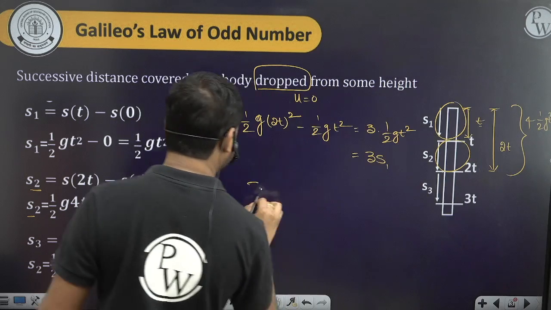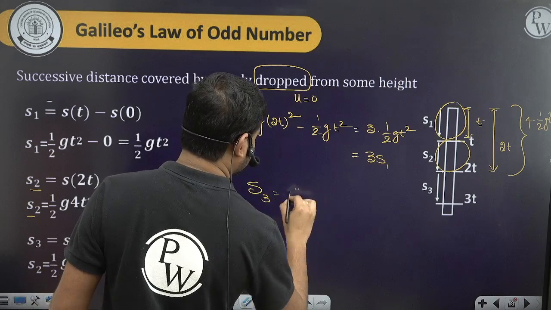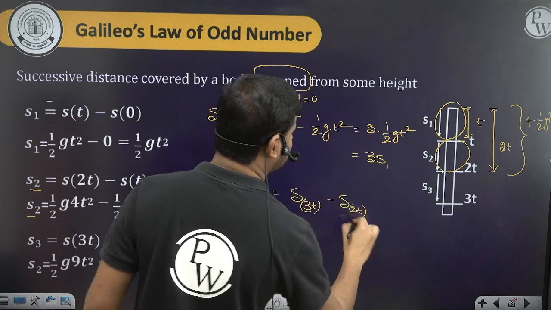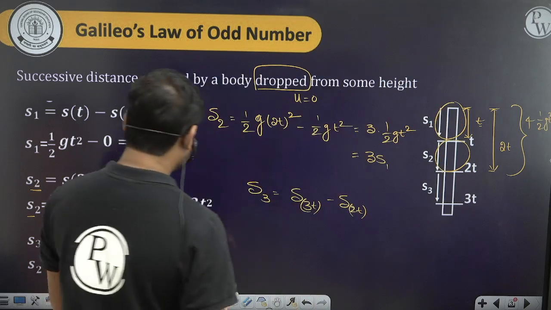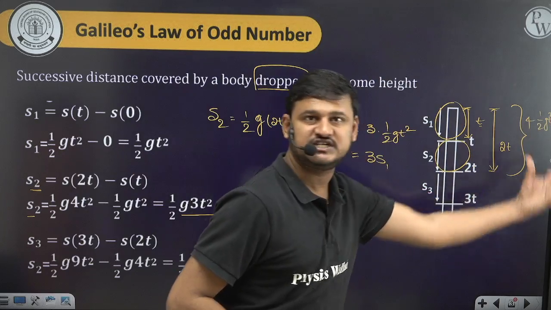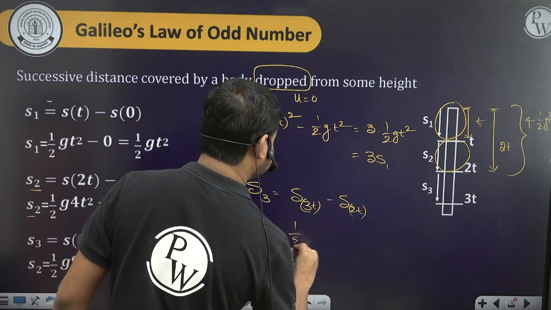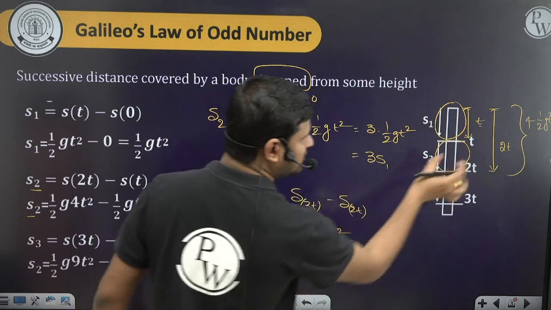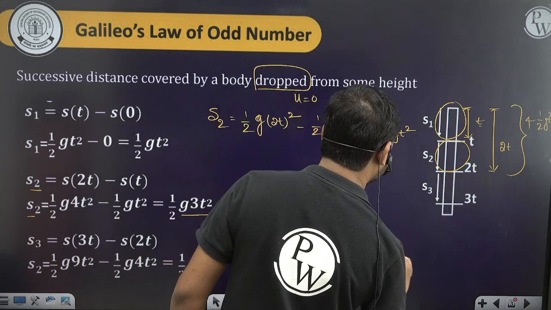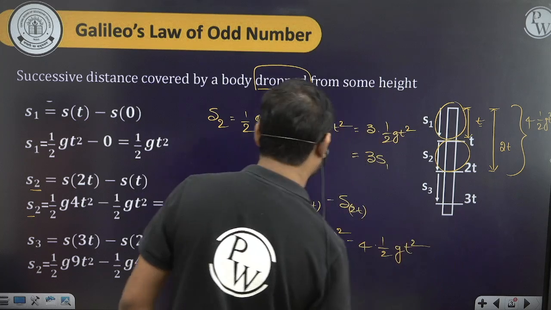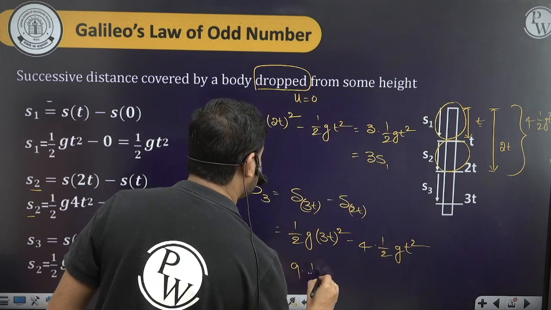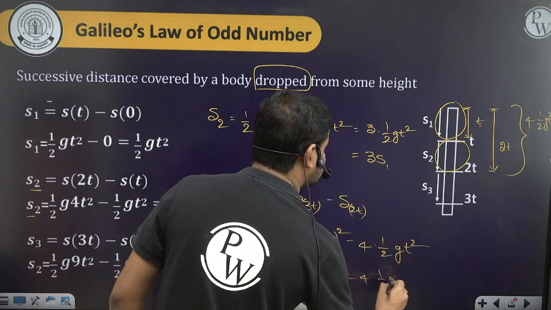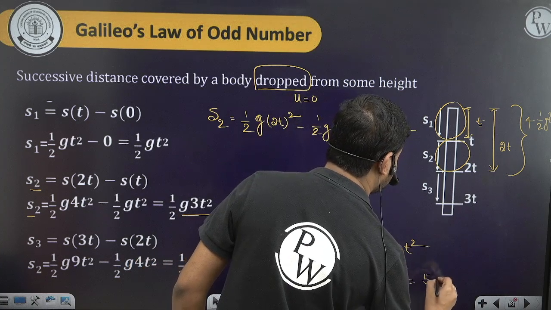So now S3 means you have to write S in 3t minus S in 2t. The total distance covered in 2t will be 4 into half gt square. So this is half g, in place of t let's write 3t, whole square, minus this whole thing which is 4 into half gt square, right? So now see here, this is 9 into half gt square minus 4 into half gt square, which is nothing but 5 into half gt square.